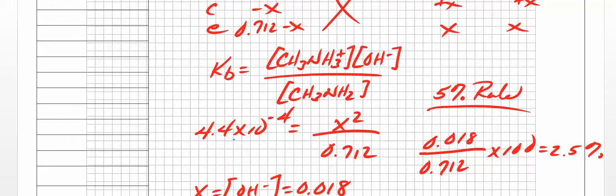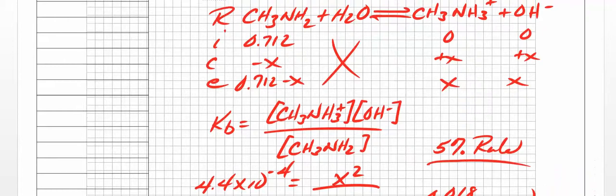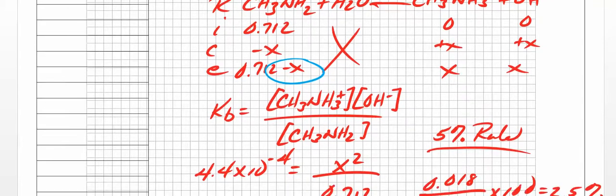See, we said 4.4 times 10 to the minus 4, which was the Kb, is equal to X times X over 0.712. But where's the minus X? It's not there. So here's that minus X in the equilibrium line. But we chose to ignore it. Why did we do that? First of all, let's answer the question of why we did that. Why did we ignore that minus X?